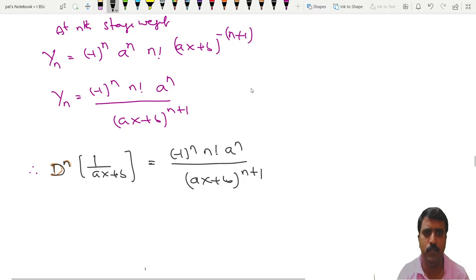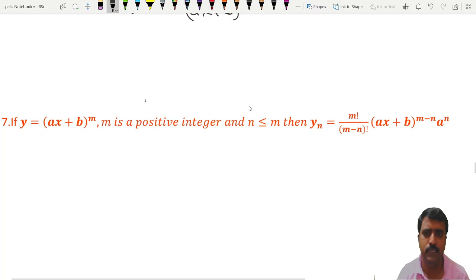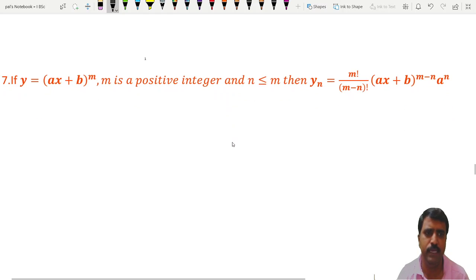Similarly, one more standard function is y is equal to ax plus b to the power m. If y is ax plus b to the power m, where m is a positive integer and n should be less than or equal to m, then we have to show that yn is equal to m factorial by m minus n factorial into ax plus b to the power m minus n into a to the power n.